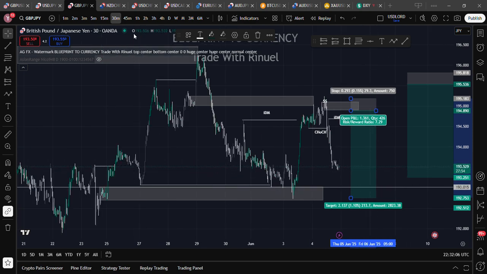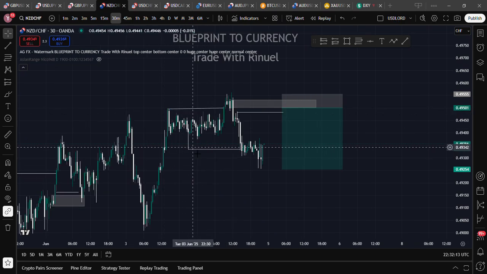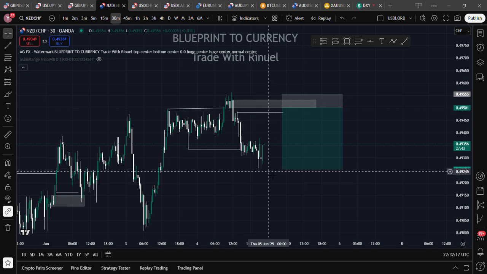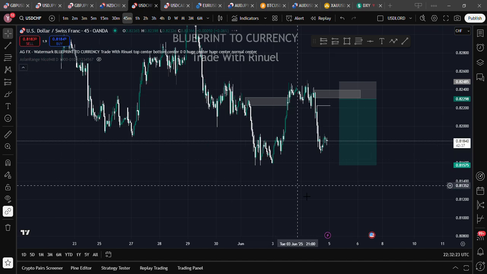So using the same pattern, I have something on NZDCHF. Liquidity has been taken, change of character, inducement, point of interest. We expect price to tap into this zone and drop. We have USDCHF, same thing on USDCHF.